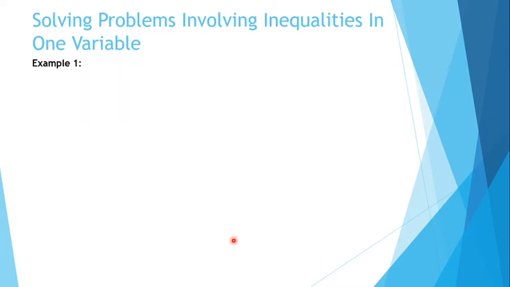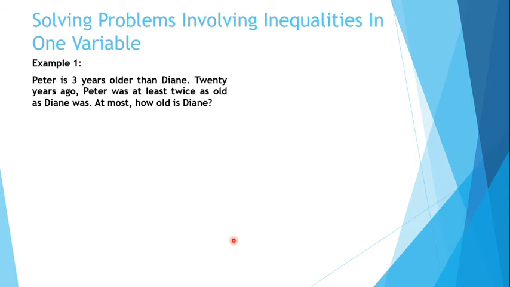Now, let us try this example. Peter is 3 years older than Diane. 20 years ago, Peter was at least twice as old as Diane was. At most, how old is Diane? So, the problem says that currently, Peter is 3 years older than Diane. But 20 years ago, the age of Peter was twice the age of Diane. So the question is, at most, how old is Diane today?